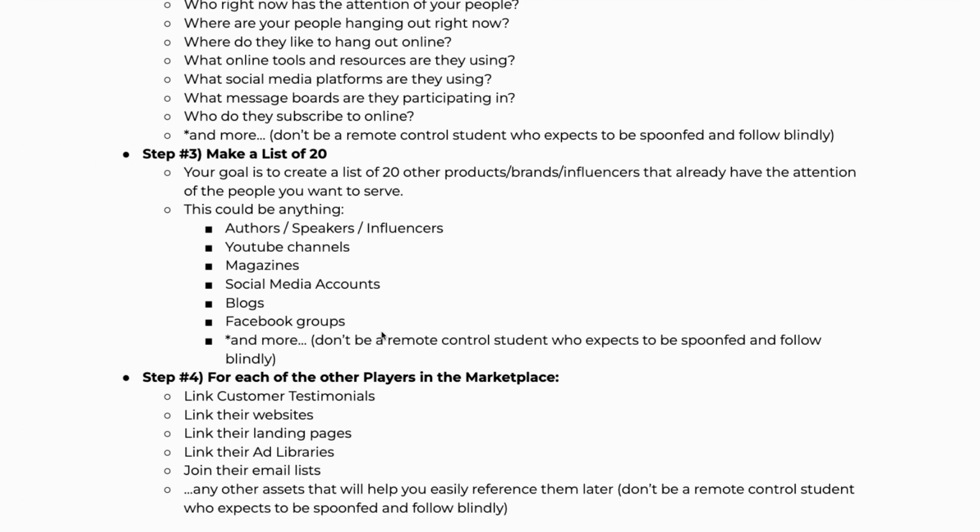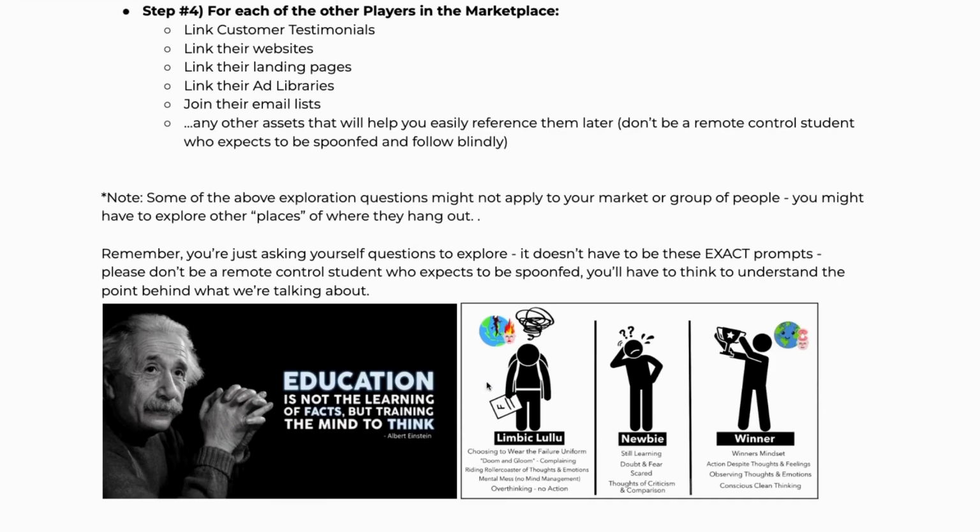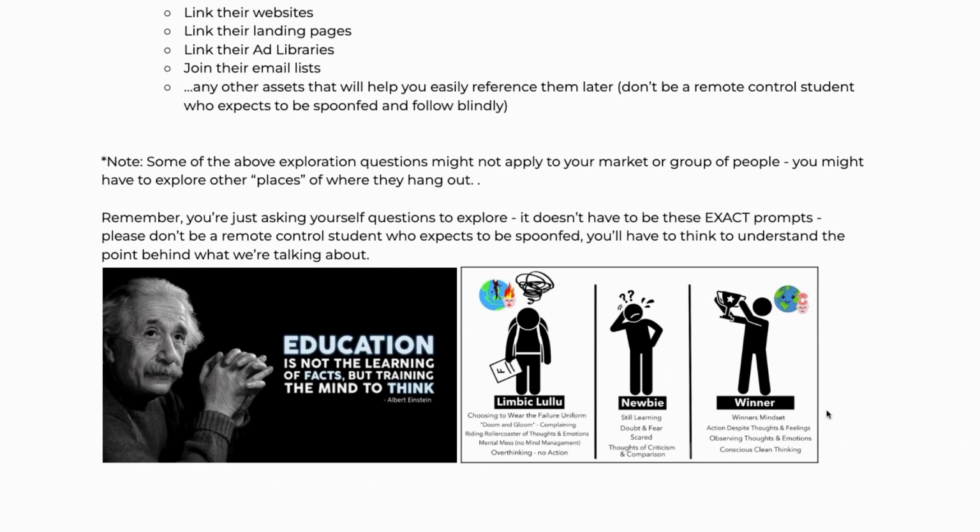So that way, this is going to be an asset that you're going to be utilizing in all of the marketing that you put together for the rest of your career. This is going to be an asset. So yes, it is absolutely worth it. Yes, it is a one-time project, but it's definitely going to be worth it for you to do. And so again, remember, these are explorations, but the point of all of this is that education is not the learning of facts, but the training of the mind to think. And so please, yes, you are a beginner in this stage, but don't be a limbic laloo who wears a failure uniform, right? Do the dang work, do the dang homework, so that you can be a winner and understand that this is what winners do. Winners put in the work that is going to give them dividends for a long time coming.